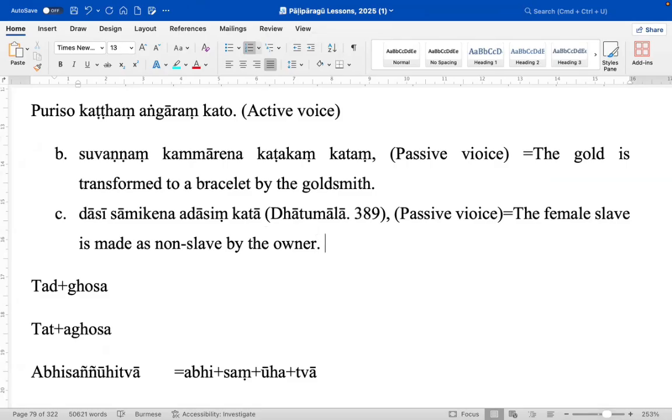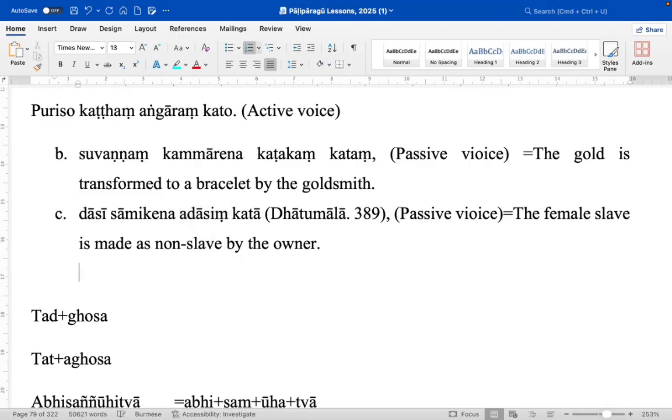So the meaning is: the owner sets free the life of the slave woman, so that she is not a slave anymore. He frees the female slave, then she will become a free person. So in this case it is very clear: the Vikatikamma, the secondary object, remains with the accusative case ending.